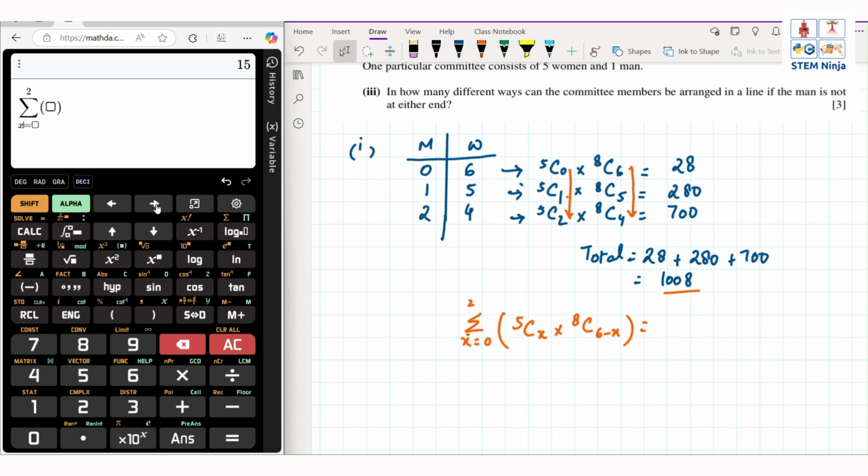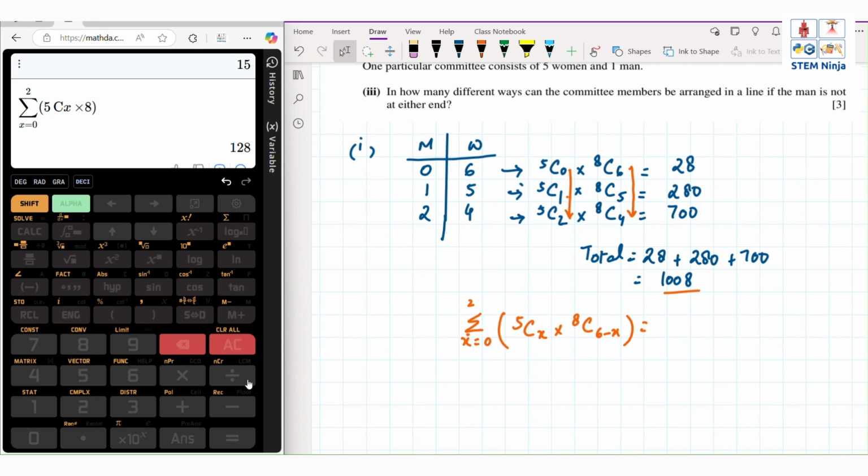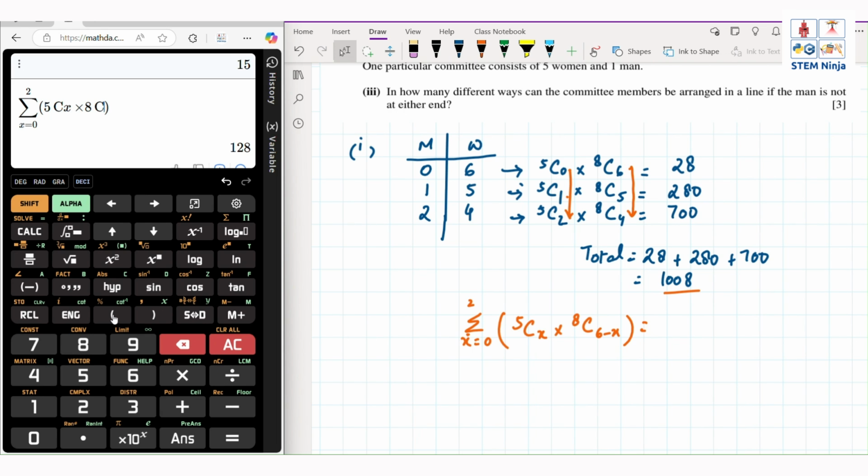2, 0, 5C x times by 8C 6 minus x. Oh, sorry.